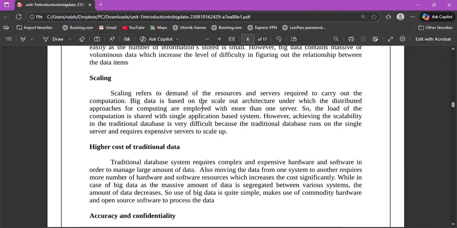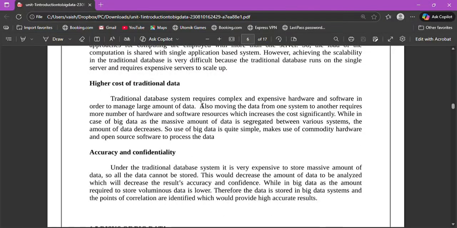High cost of traditional data. Traditional database systems require complex and expensive hardware and software in order to manage large amounts of data. Also, moving the data from one system to another requires more hardware and software resources, which increases the cost significantly. While in case of big data, as the massive amount of data is segregated between various systems, the use of big data is quite simple. It makes use of commodity hardware and open source software to process the data.